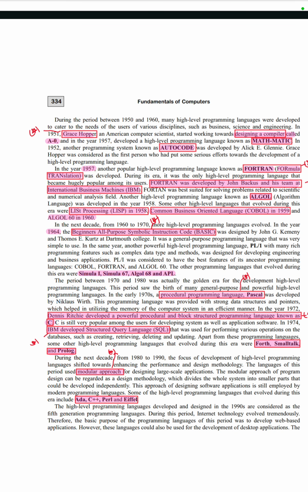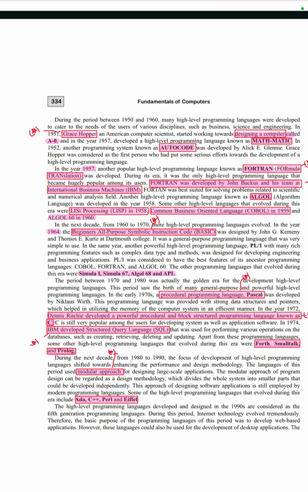Procedural programming language Pascal. Dennis Ritchie developed a powerful procedural and block-structured programming language known as C. IBM developed Structured Query Language (SQL). Then came Smalltalk and Prolog. The languages of this period used a modular approach for designing large-scale applications.